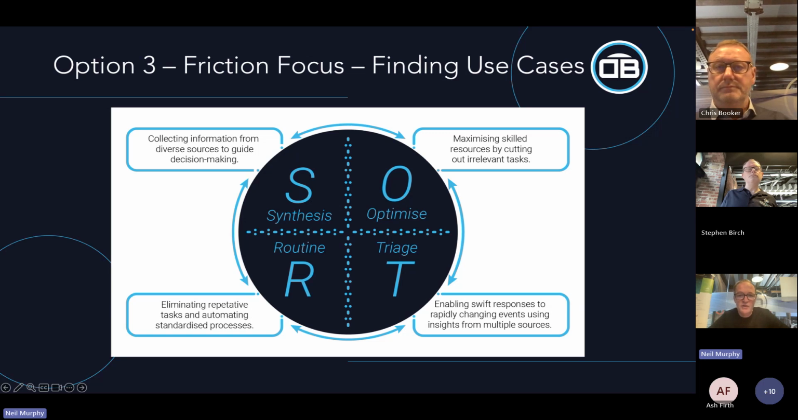But synthesize is a good place to start. So if you're asked a question or you're presented with a problem in your organization, does the resolution of that problem require you to look through large amounts of data from multiple locations in different formats in order to come up with some kind of answer or a plan?